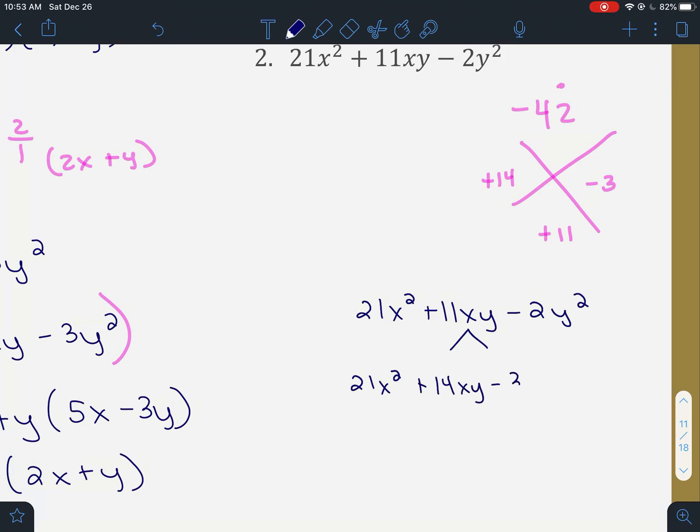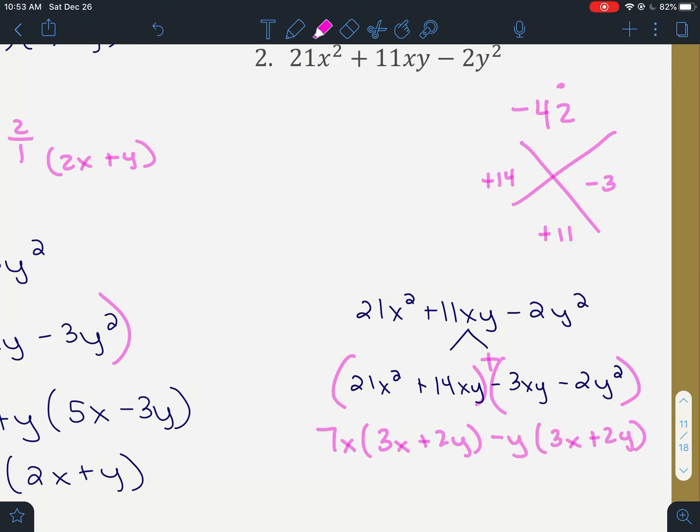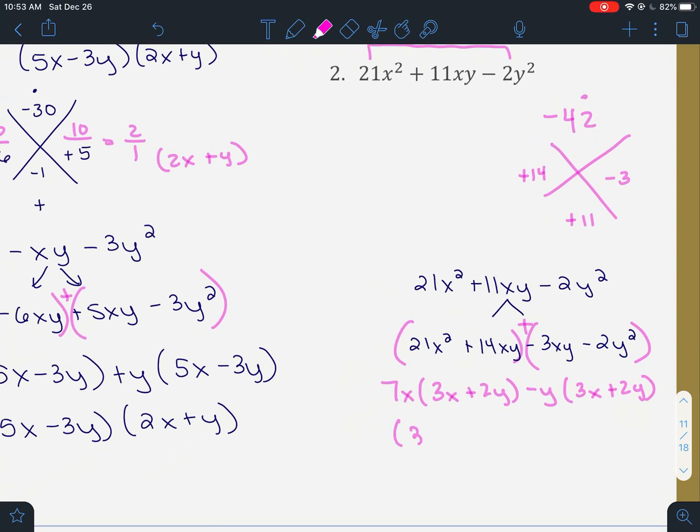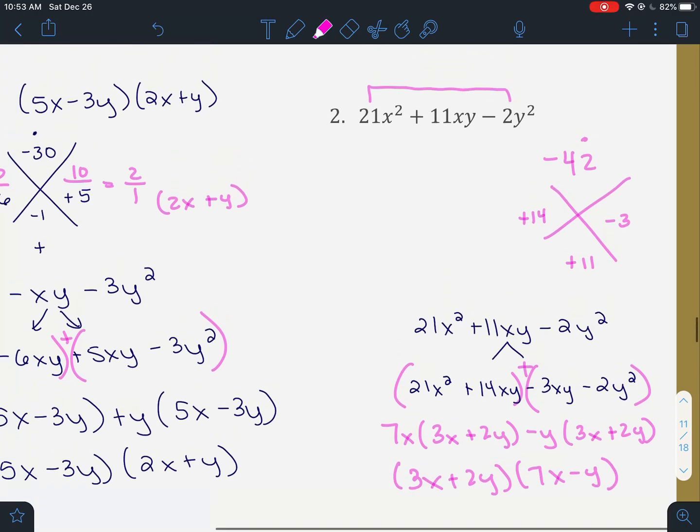Let's break up that middle term. So we do 21x squared plus 14xy minus 3xy minus 2y squared. Group the first two parentheses, group the second two, and then plus sign in the middle. And I could pull out a 7x, and I'd be left with 3x plus 2y. And then I can pull out a negative y, and I'd be left with 3x plus 2y. And notice it worked. So pull out the 3x plus 2y, and then times 7x minus y. So this would factor into 3x plus 2y, and then 7x minus y.